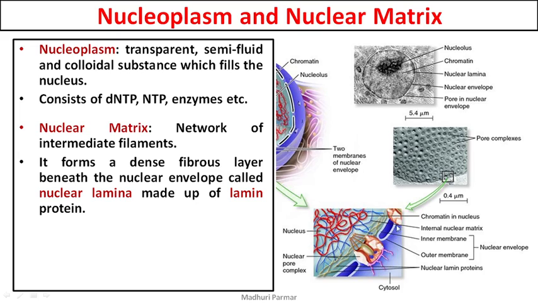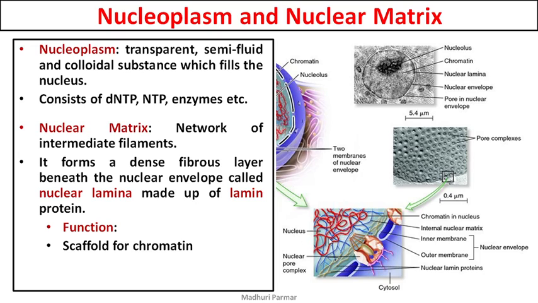So this is your nuclear envelope, and beneath the nuclear envelope you find this thick and dense band. Okay, and this band is called nuclear lamina. Fine, nuclear lamina. It is made up of lamin protein. So this is all about the nuclear matrix. The functions, of course, include scaffold for chromatin, the red colored substance that you see. That is your DNA.